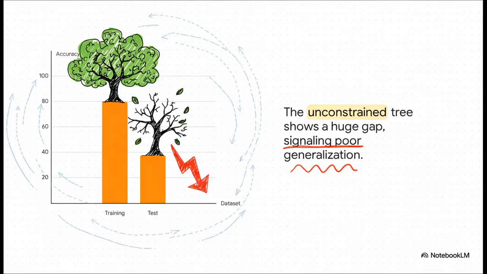And look at these results. It's so clear. The unconstrained tree looks like a genius on the training data, hitting 99% accuracy. Amazing, right? But on the test data, it plummets to 75%. That massive gap is the overfitting we've been talking about, plain as day. You just can't trust this model.